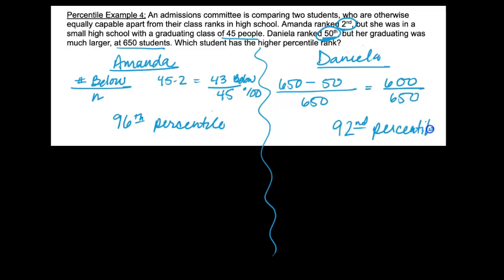So both of these people did great, but looking at the percentiles, it looked like Amanda ranked higher than Daniela since she has a higher percentile. She scored better than a larger percentage of students compared to Daniela.